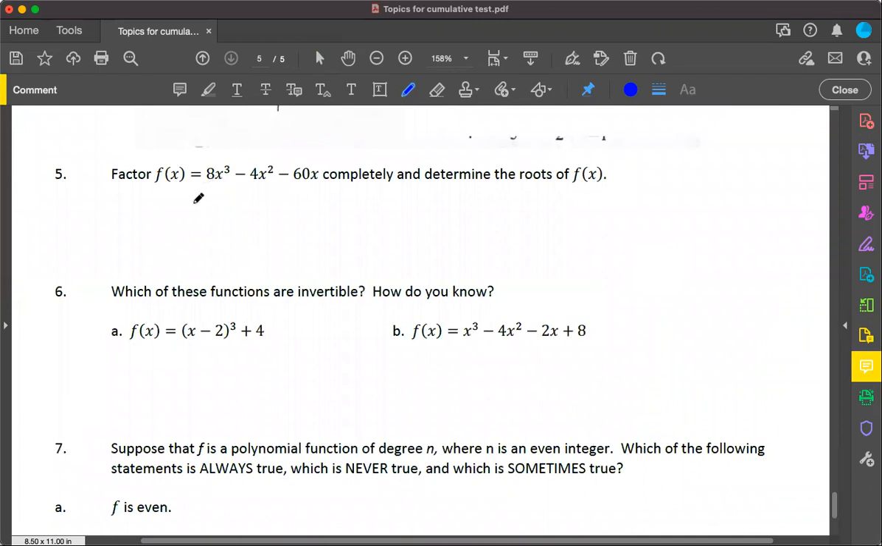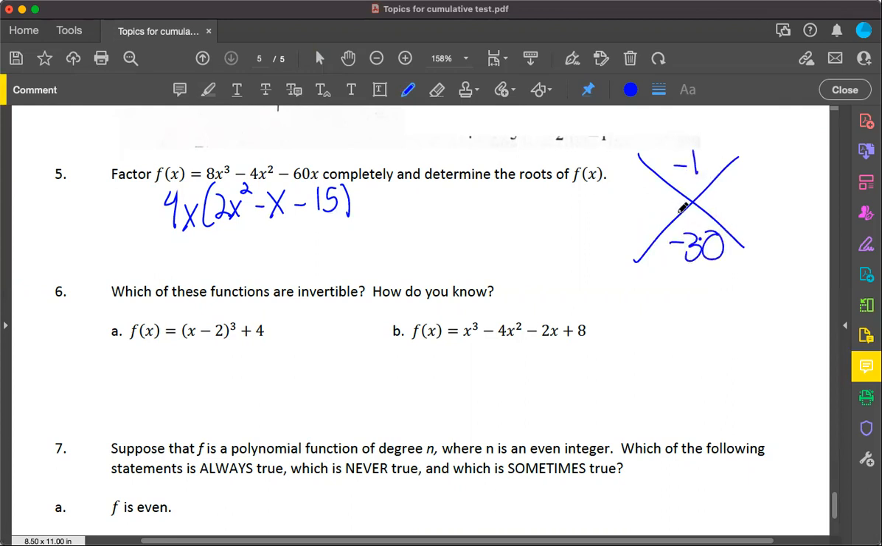Factor. I look at this and I think 4x is common with everything. If I factor out 4x, it leaves me 2x squared minus x minus 60. It's like minus 15. I'm not trying to do factors of 100 and 20, but I am trying to do factors of a times c, which is -30, that add up to -1. So -6 and 5 work just fine.